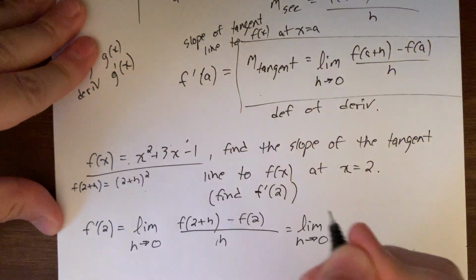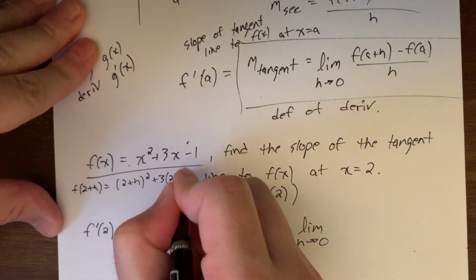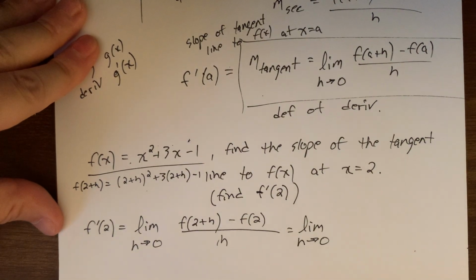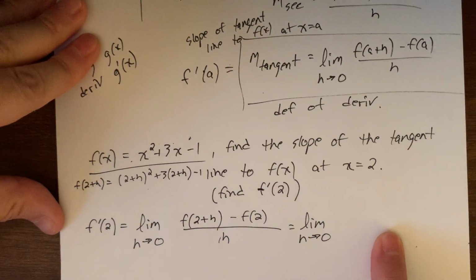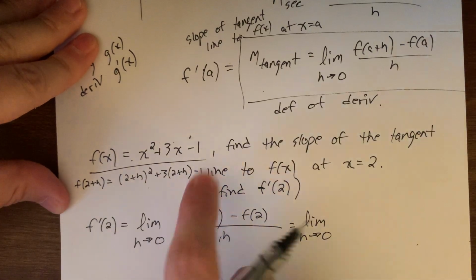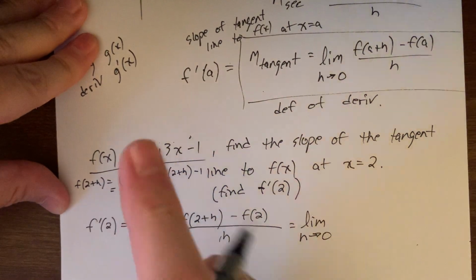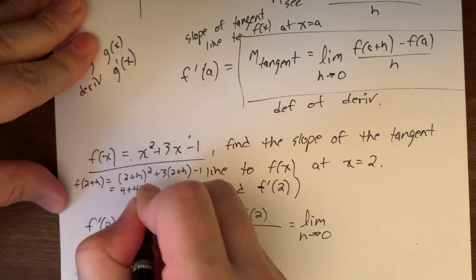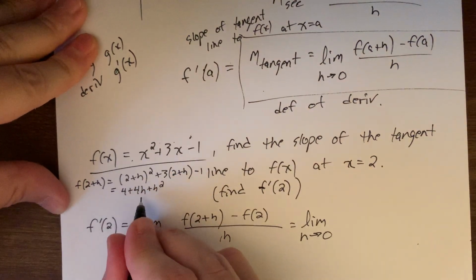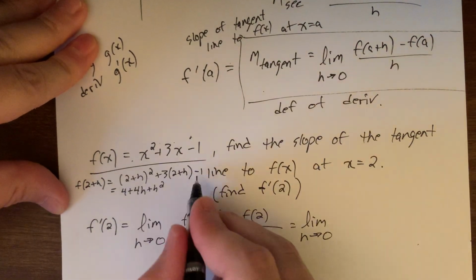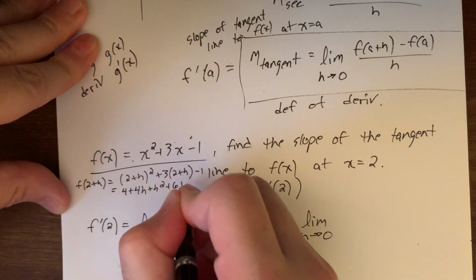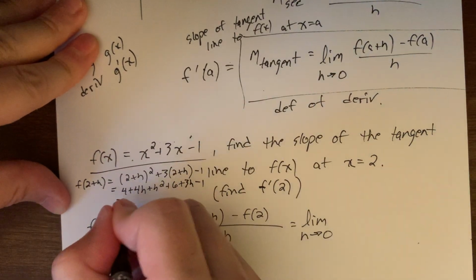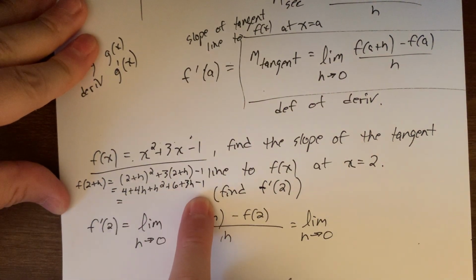2 plus h squared plus 3 times 2 plus h, and the minus 1 is still there at the end. I could plug this in my formula, but I'm just going to do a little arithmetic and clean this up on the side. 2 plus h squared, foiling that out, gives you 4 plus 4h plus h squared. Here, just a little distribution will be plus 6 plus 3h, and we still have the minus 1. And now, I have a couple of like terms here.